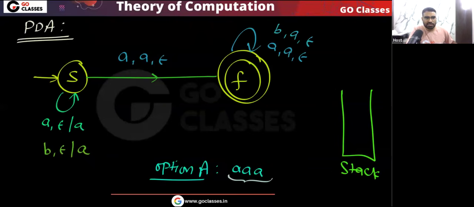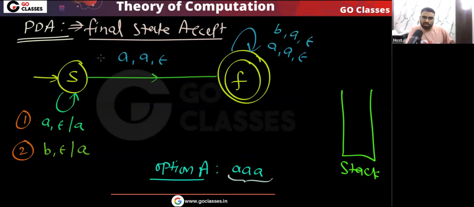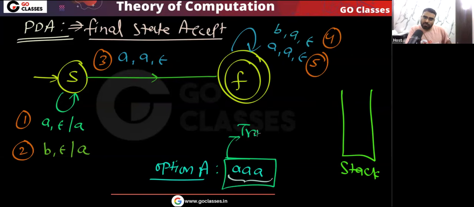Now you tell me, will this string be accepted or not? At the end of this string, can I go to the final state? Remember, this PDA is using final state acceptance, because the final state is given to you. Let me name the transitions: transition 1, transition 2, transition 3, transition 4, and transition 5. For this string, which transitions can I make so that at the end I can go to the final state?